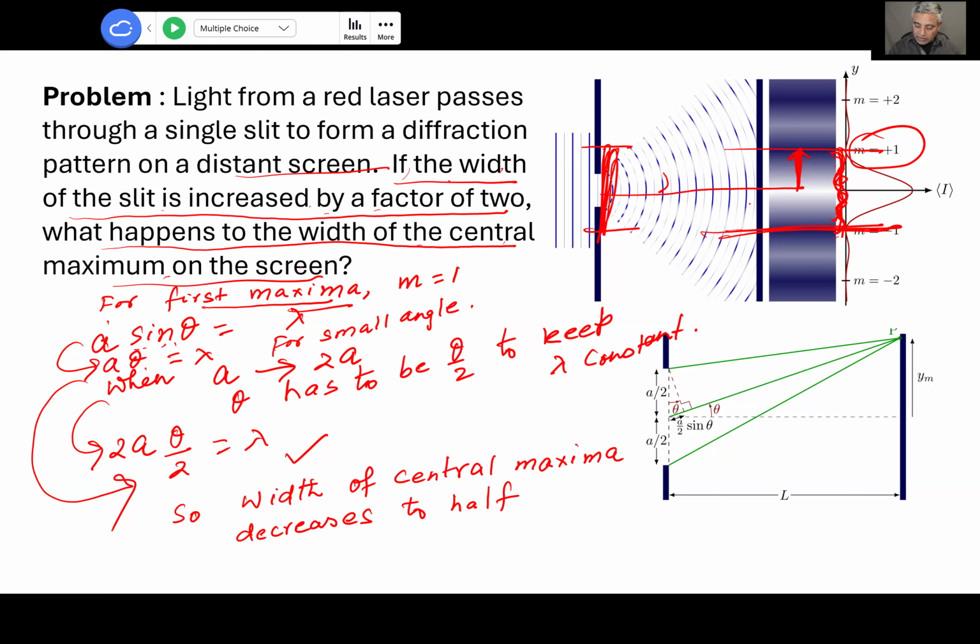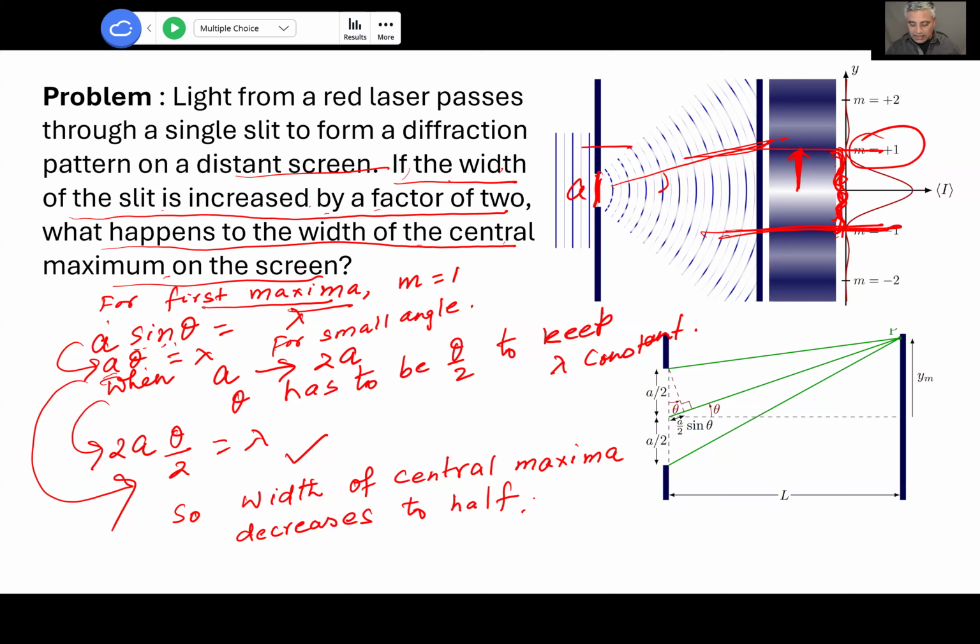If you are thinking we are just looking at one side, the other side is symmetric. So both sides increase and decrease by the same proportion. And in this equation, a is basically this width here. That's how we can figure out where these spots are.